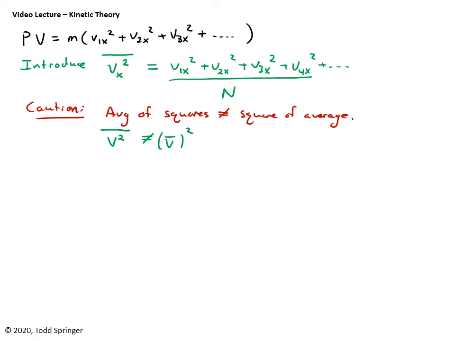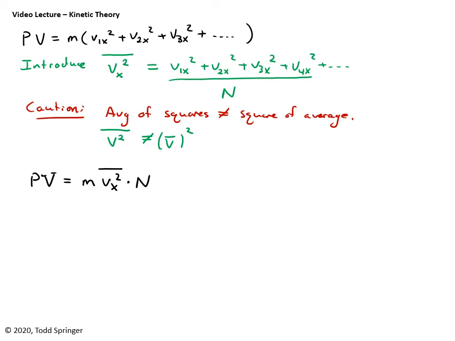Okay. So now let's use this above and plug it in. So PV is equal to m, and then the thing in parentheses here is the sum of all of those squares, which is Vx squared averaged times N. So bringing this N over to the other side, that's what I did. So right there we have a pretty interesting formula. Pressure times volume is m Vx squared bar times N, which is the number of particles.